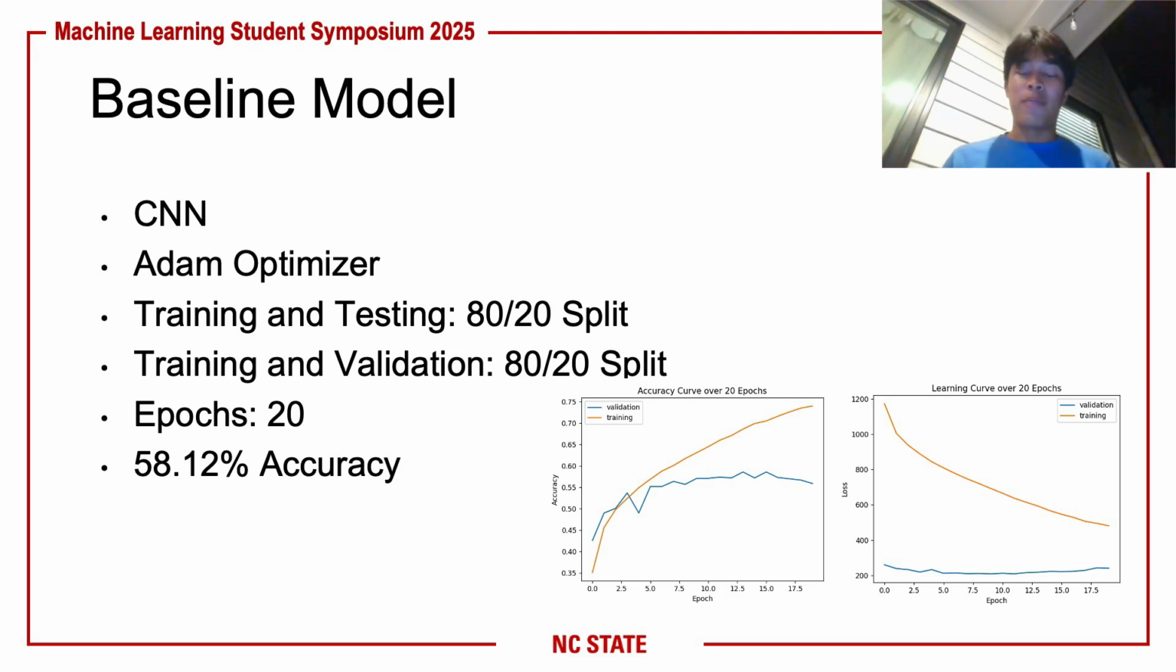For the baseline model, we used the CNN and we used the Adam optimizer alongside it. For the training and testing data for the model, we had an 80-20 split, and within that training data, we had another split of 80-20 for validation. We ran this for 20 epochs and received a result of 58.12% accuracy. As can be seen in this slide here, the accuracy curve demonstrates that we have some overfitting, and the learning curve shows that the model was not really being representative of the data.